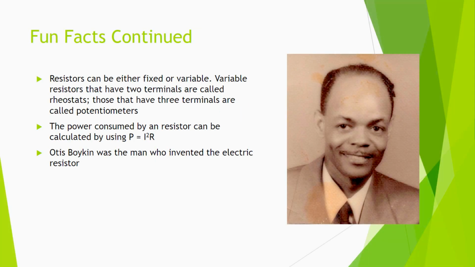Other fun facts include that resistors can either be fixed or variable. Variable resistors with two terminals are called rheostats. Those with three terminals are called potentiometers. The power consumed by resistors can be calculated by using P equals I squared R, which is power is equal to current squared times the resistance. Otis Boykin was the first man who created the electric resistor.